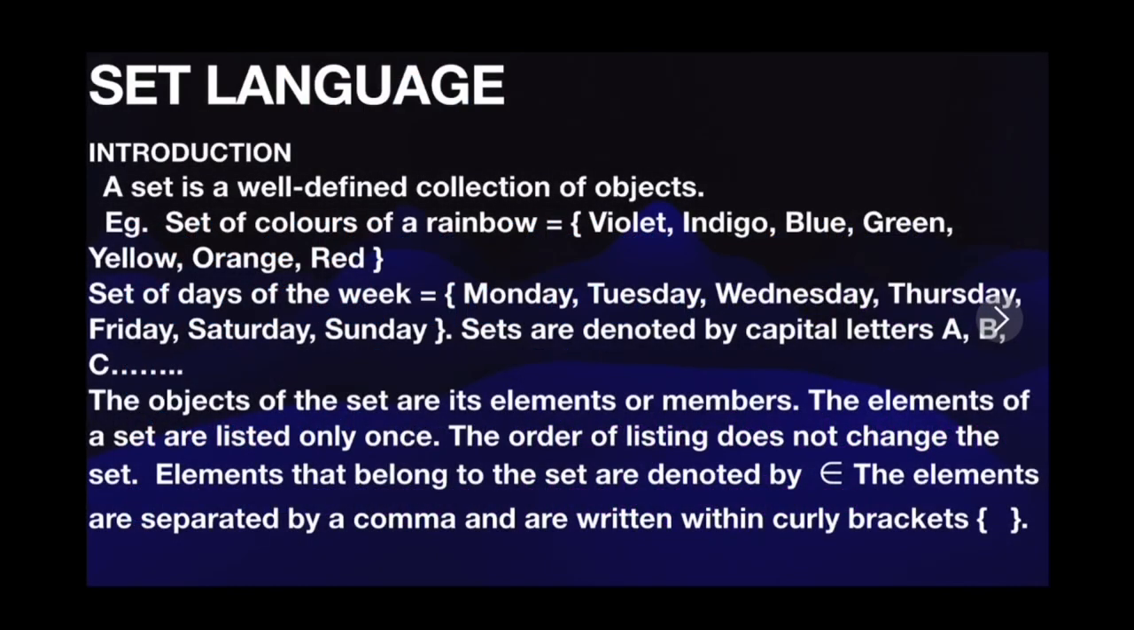Today we are going to start the first chapter, Set Language. Introduction. A set is a well-defined collection of objects. Example, the set of colors of a rainbow is equal to the curly brackets, violet, indigo, blue, green, yellow, orange, red. Close the bracket. This is how we will write a set. The elements of the set are violet, indigo, blue. These are called the elements of the set. And we have to name the set with capital letters A, B, C.